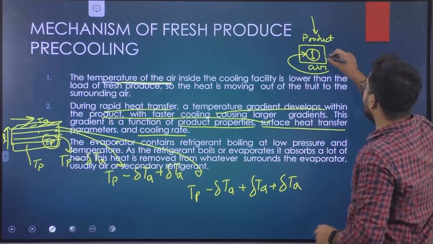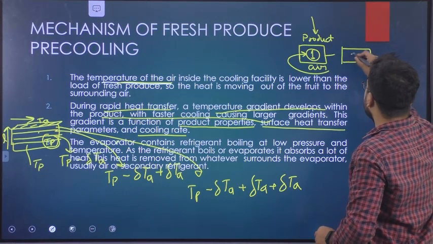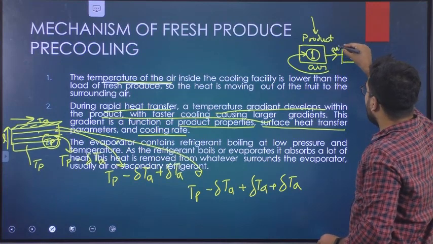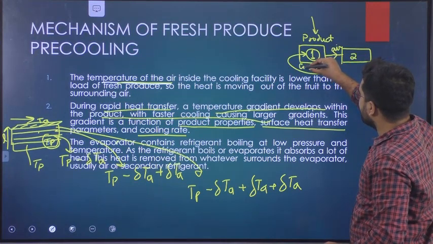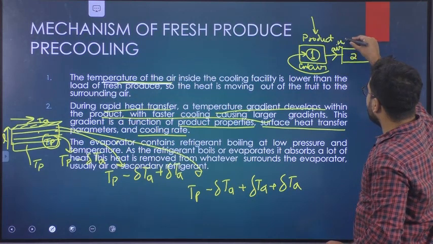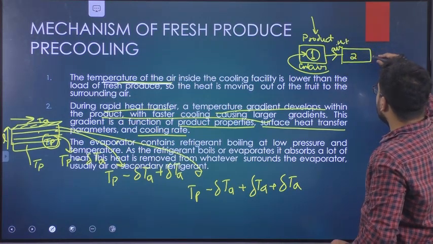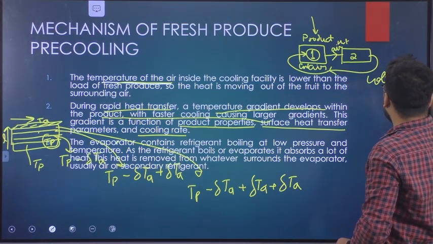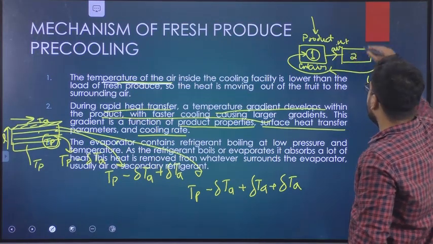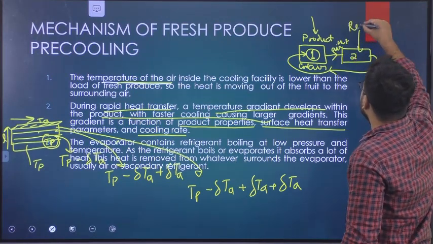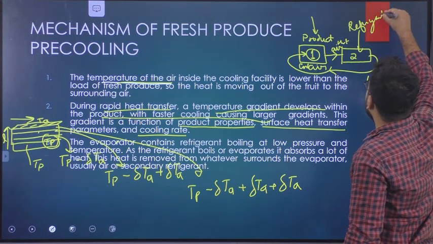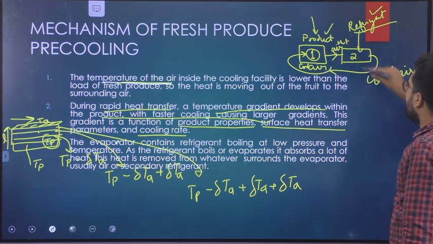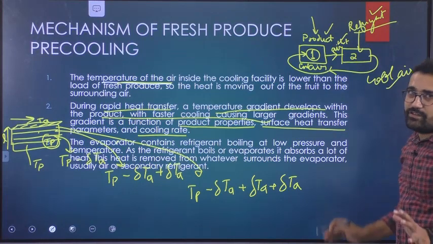Now there is a second unit, for which hot air is supplied. We are supplying cool air here. This hot air is supplied to the system, which will cool the air. How will we cool this air? We will provide one refrigerant. So we have product, refrigerant, and hot or cool air.